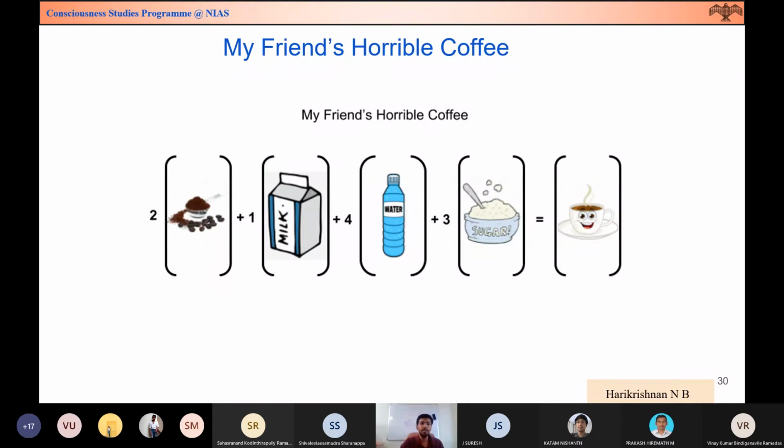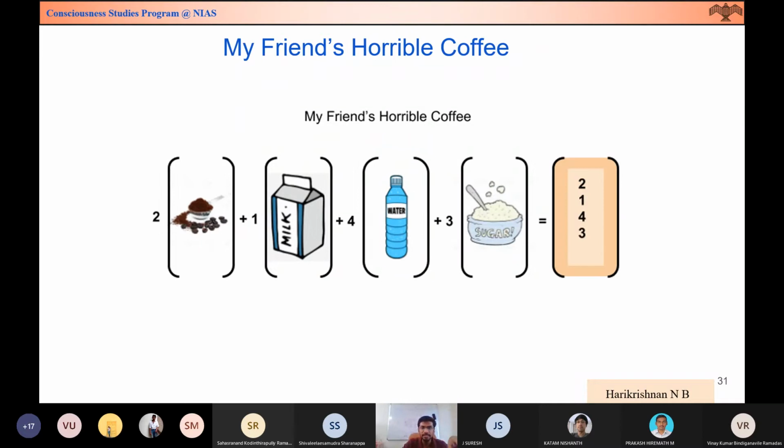So now, this is my friend's horrible coffee. He gives 2 cups of coffee powder, 1 cup of milk, 4 cups of water, and 3 cups of sugar to give me a coffee, and which is horrible. And for him, this entire coffee can be represented as 2, 1, 4, 3. So 2, 1, 4, 3 is a representation of a coffee for him.